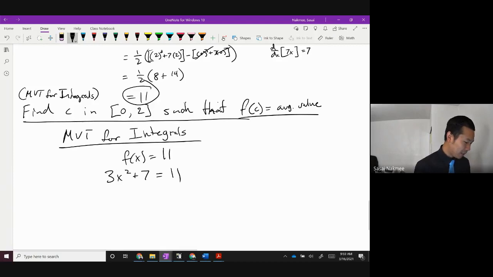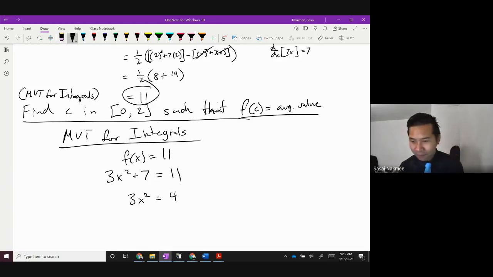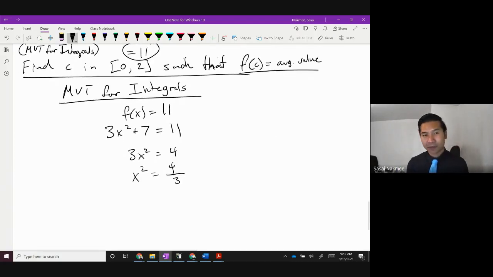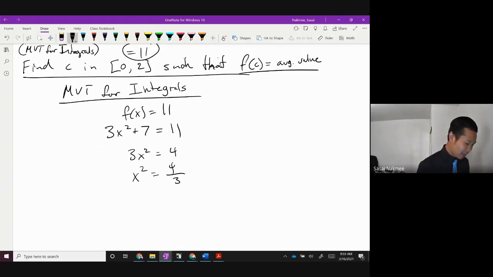Subtract the 7 from both sides. I end up with 3x squared is equal to 4. Divide both sides by 3. I have x squared is equal to 4 over 3. What now, everyone? No, that doesn't sound good. Square root both sides. That's right. So x is equal to plus or minus the square root of 4 over 3.